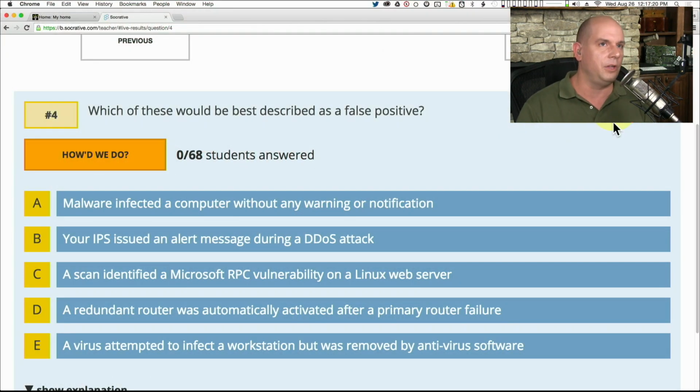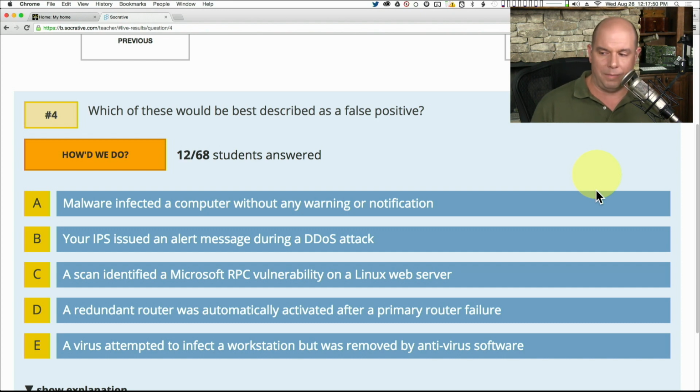The options I have for you are: A, is it malware infected a computer without any warning or notification? B, is a false positive that my IPS issued an alert message during a distributed denial of service attack? C, did a scan identify a Microsoft RPC vulnerability on a Linux file server? D, did a redundant router automatically activate after a primary router failure? Or E, is it that a virus attempted to infect a workstation but was removed by antivirus software? Whew. Okay, you're going to have to parse these out.